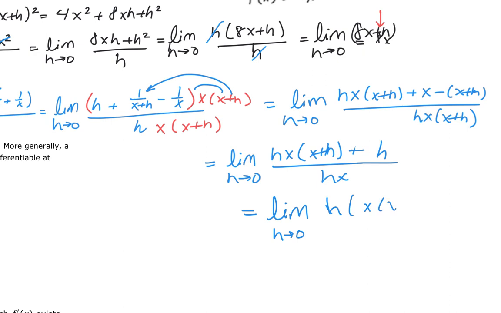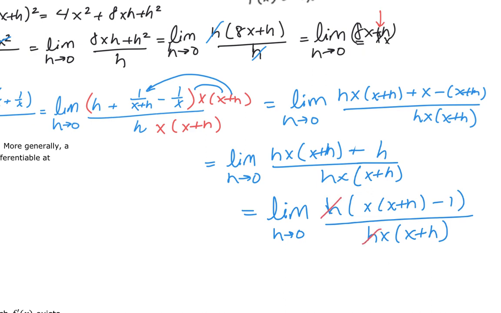So I have x plus h minus 1, all over the denominator, xh multiplied by x plus h. And here you can see my h's cancel. That leaves me the limit as h approaches 0 of x plus h minus 1.